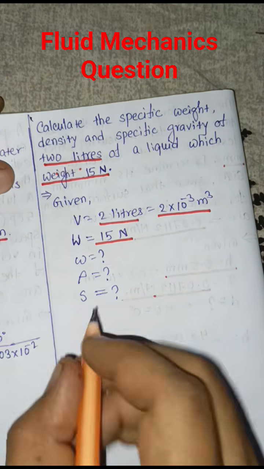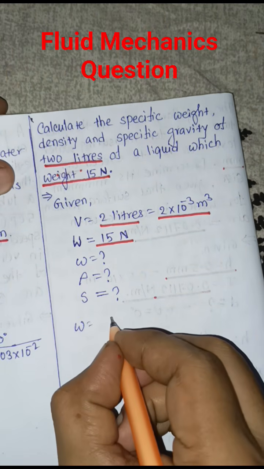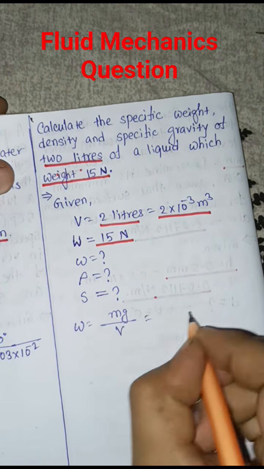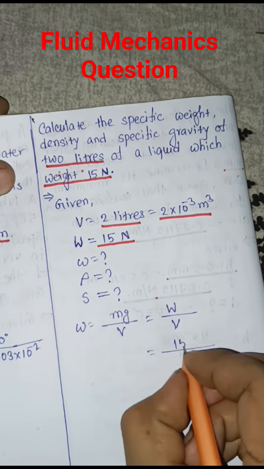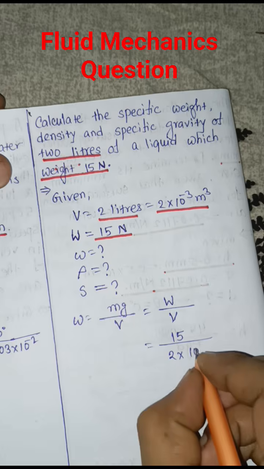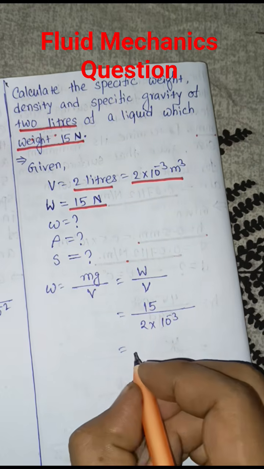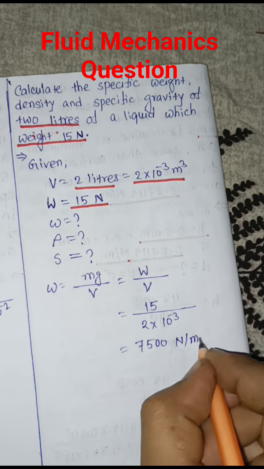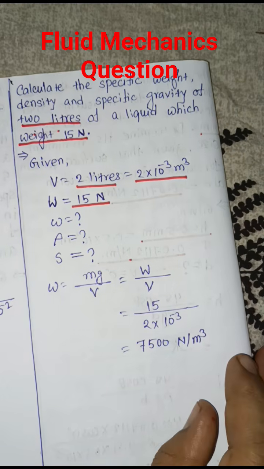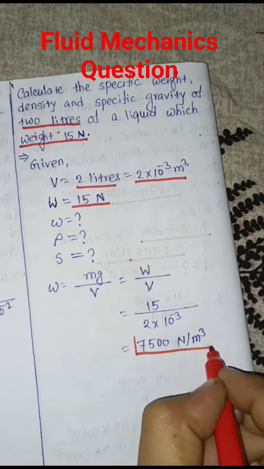So we know that specific weight omega is equal to mg by volume. So W, the weight, that is 15 Newton, W by V. So W is given as 15 Newton, and volume is equal to 2 into 10 to the power minus 3. So from here you get the specific weight that will be 7500 Newton per meter cube. So this will be one answer.